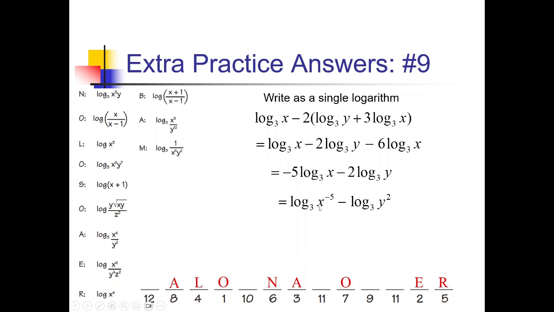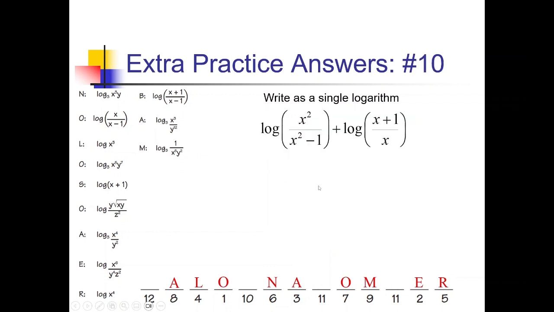But x to the negative 5th, I can simplify that by moving x downstairs and making the exponent positive. So when the dust settles, I have a 1 over x to the positive 5th from this negative 5th right here that I'm simplifying. And I'm also going to have a y squared down there because I'm dividing by the y squared if I'm subtracting the log that has it. So 1 over all that stuff, I see that in choice M. So that's going to be in spot 9.